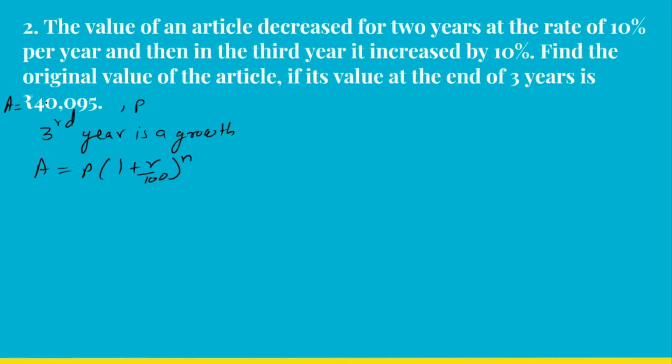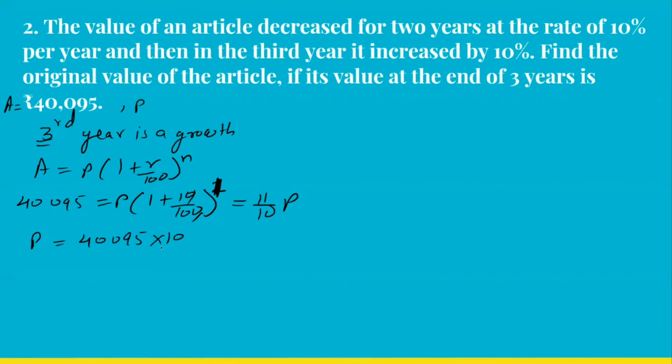This is 1 year. Now this is your amount. So we get 40,095 is equal to P in bracket 1 plus 10 upon 100 raised to 1, because we are finding this only for 1 year, the third year. Okay, so let us simplify this. This is going to be 11 upon 10 P. So we keep the P over here and we get P is equal to 40,095 into 10 upon 11, which we get as 36,450. Okay, now this is the principal.